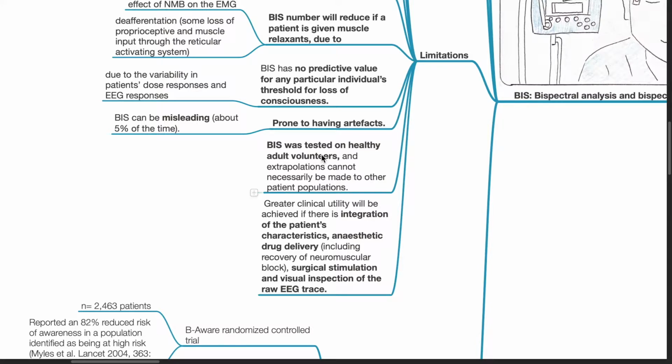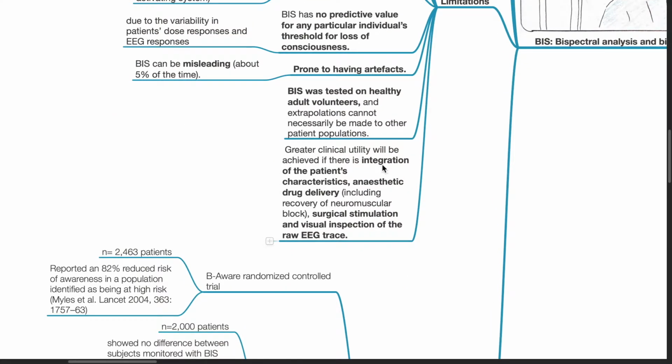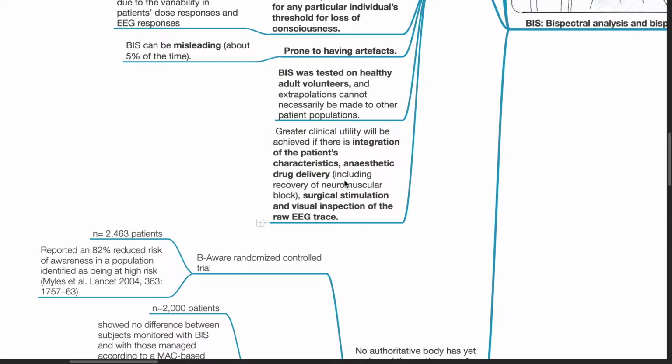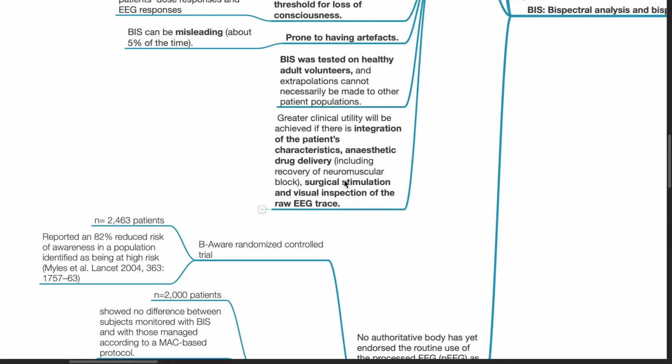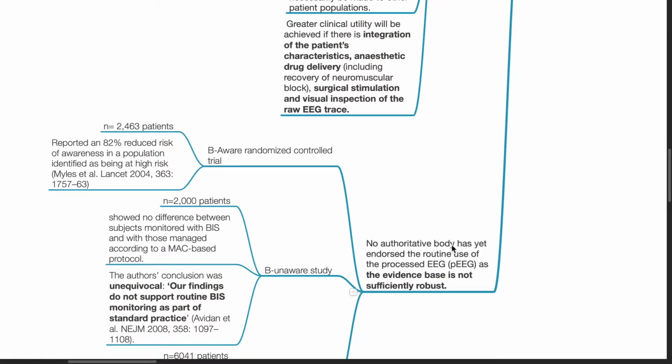BIS was tested on healthy adult volunteers, and extrapolations cannot necessarily be made to other patient populations. Greater clinical utility will be achieved if there is integration of the patient's characteristics, anesthetic drug delivery, including recovery of neuromuscular block, surgical stimulation, and visual inspection of the raw EEG trace. No authoritative body has yet endorsed the routine use of processed EEG as the evidence base is not sufficiently robust.